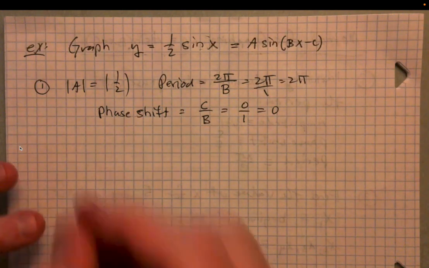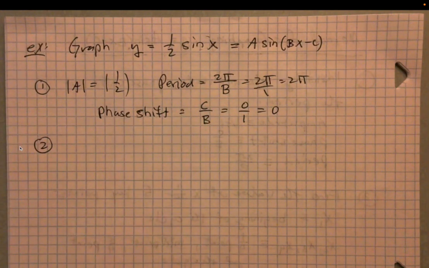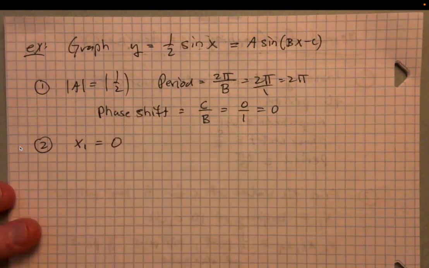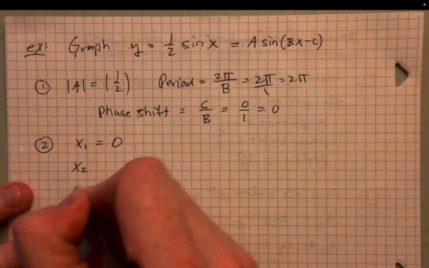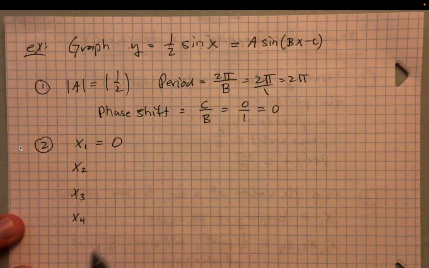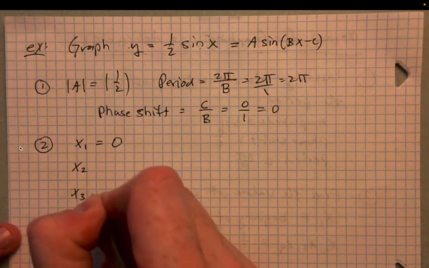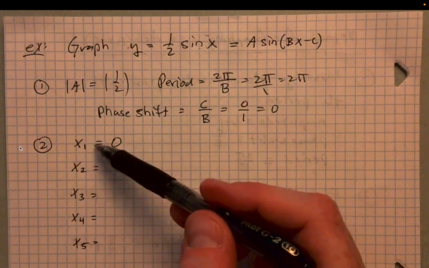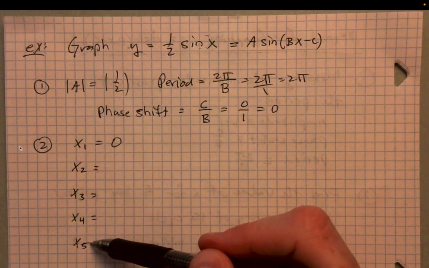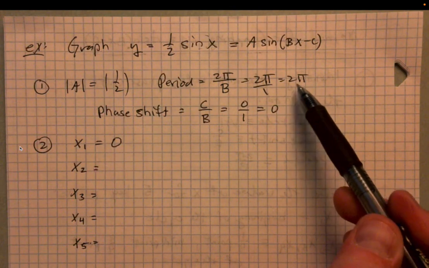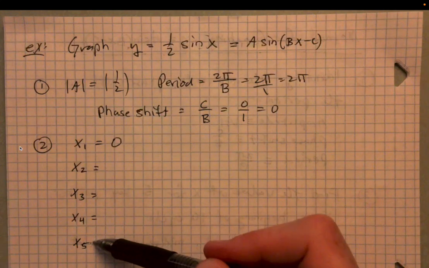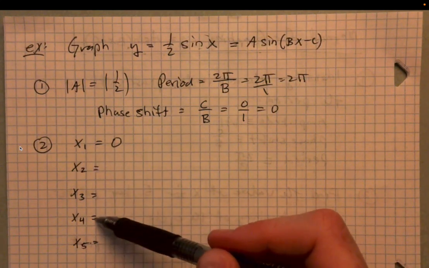And so let's go to step 2. Now we've got to identify our 5 key points. We'll start with the beginning of the period. We'll just set that equal to 0. Now we're going to find an x2, an x3, an x4, and an x5. How will we do that? To go from x1 to x5 is 1 period, which is 2 pi. So I need to break 2 pi up into 1, 2, 3, 4 parts.